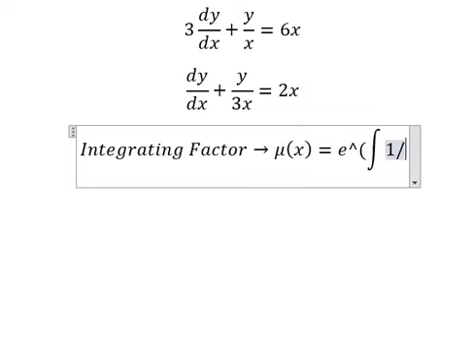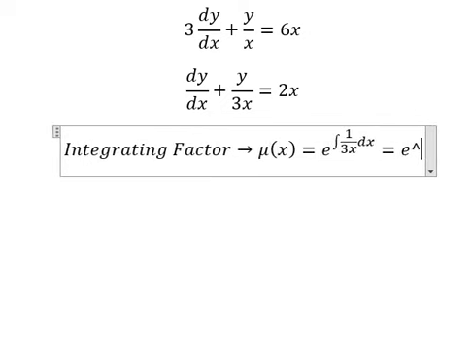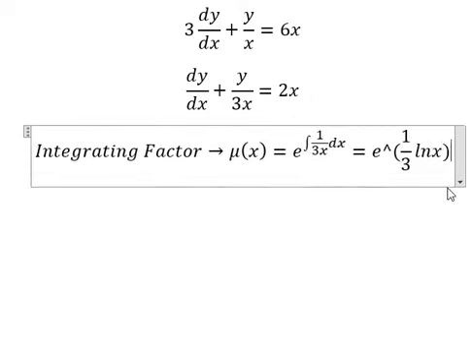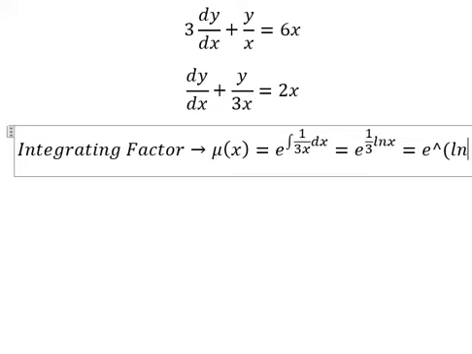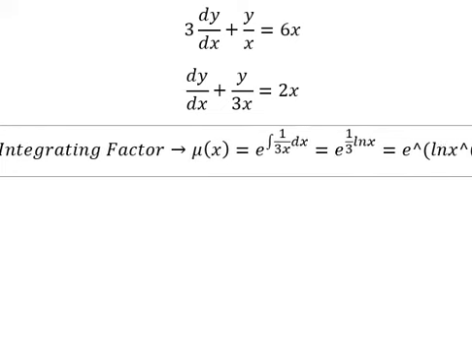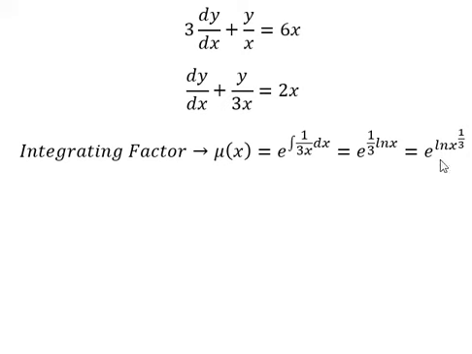So we have 1 over 3s ds. The integration of 1 over s ds, we have 1 over 3 ln s. Later that 1 over 3 goes inside the natural log in here. So if we simplify, we get s to the power of 1 over 3.